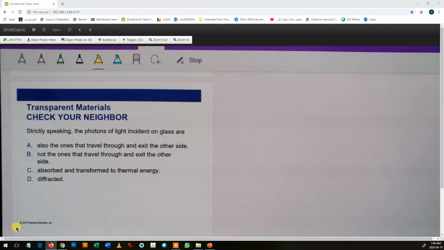Strictly speaking, the photons of light incident on a glass are not the ones that travel through and exit to the other side. The photons are absorbed and transformed to thermal energy, diffracted. It is B.